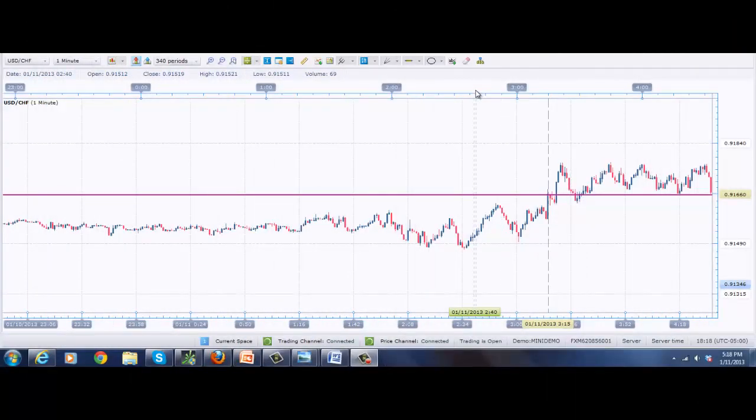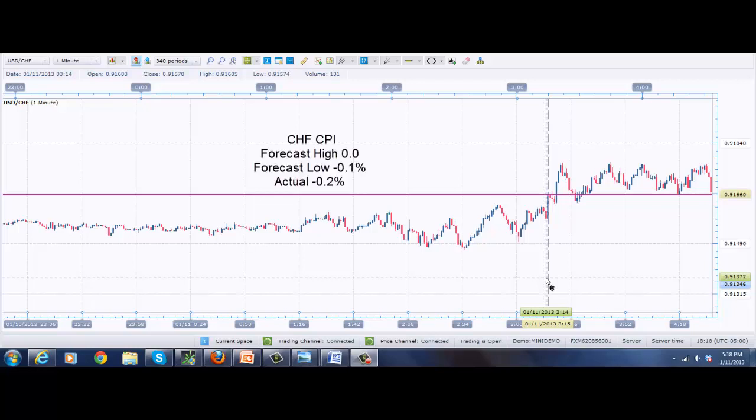And here's the chart for the US dollar Swiss franc after the release. It's a 1-minute chart, and I've indicated the release point right here at 3:15 a.m. The release again was a miss by a negative 0.1% or 0.2, depending on which calendar you looked at. The trigger was again a 0.1 deviation from the forecast, and that trigger was met. The trade plan calls for a reaction to the release.